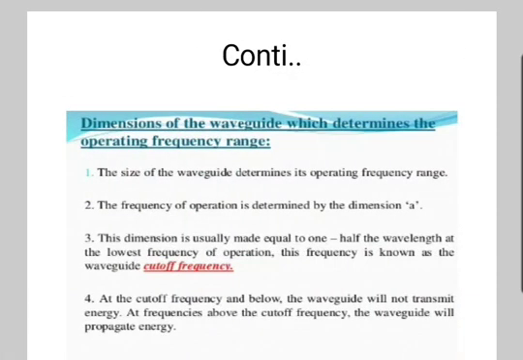So the dimensions of the waveguide determine the operating frequency range. The size of the waveguide determines its operating frequency range. The frequency of operation is determined by the dimension A. This dimension is usually made equal to 1/2 the wavelength at the lowest frequency of operation, and this frequency is known as the waveguide cutoff frequency.